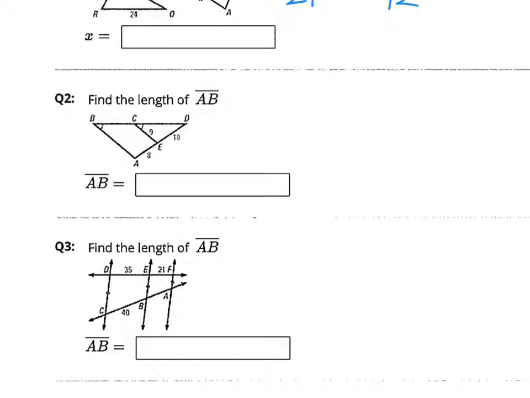Question number 2. We want to find the length of AB. That's this part here, so we're going to call that x. We're going to go over 9, that's the base of the small triangle. And then we've got to go 18, since this was the whole thing, we go 18 for this whole side over the short side, which is 10. And you cross multiply and solve.